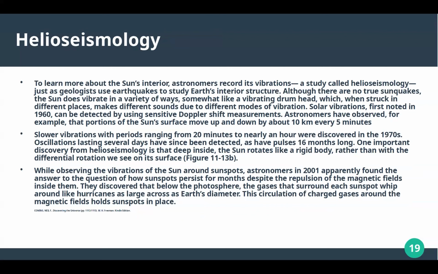While observing the vibrations of the sun around sunspots, astronomers in 2001 apparently found the answer to the question of how sunspots persist for months despite the repulsion of the magnetic fields inside them. They discovered that below the photosphere, the gases surrounding each sunspot whip around like hurricanes as large as Earth's diameter. The circulation of charged gases around the magnetic fields holds sunspots in place.